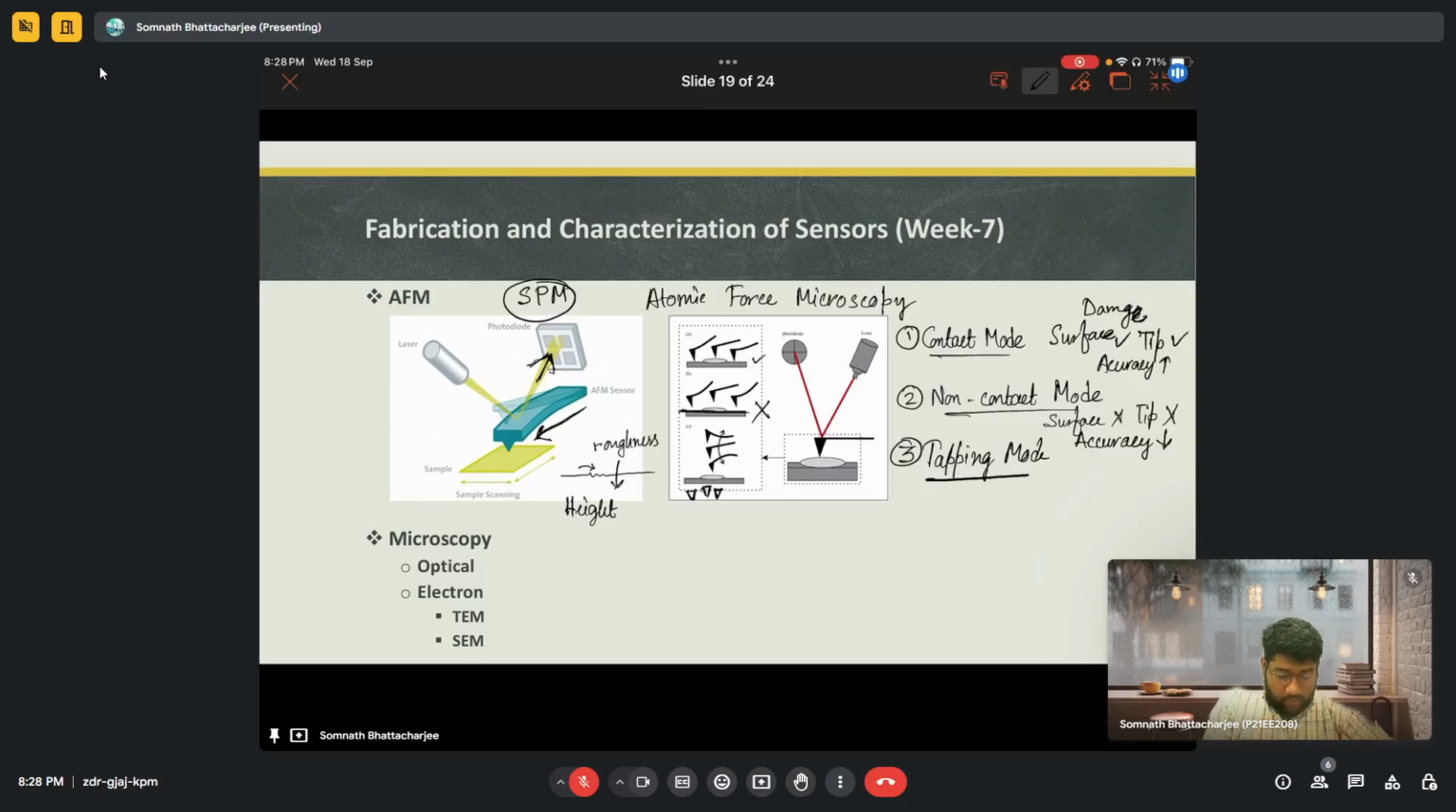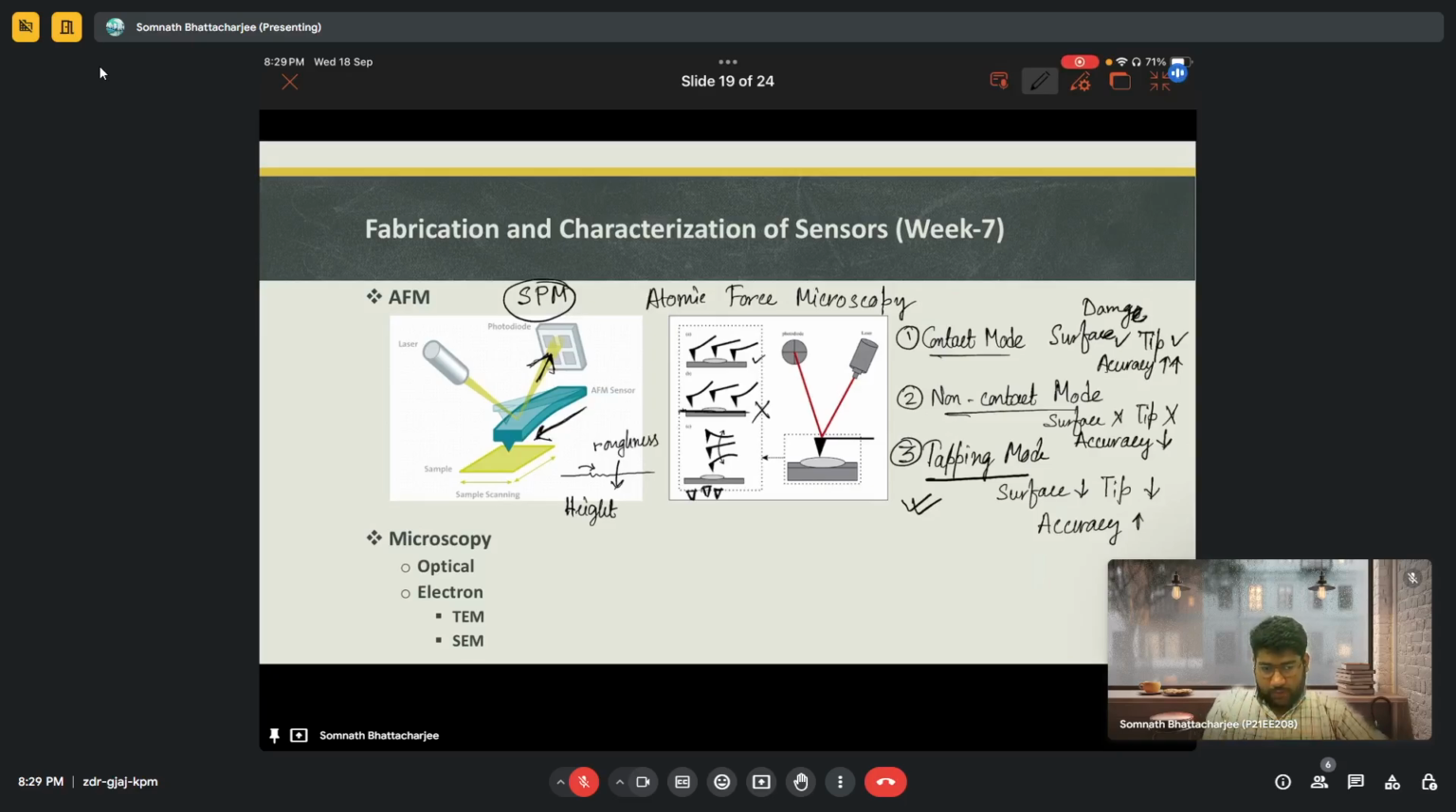In tapping mode, there is very low surface damage, the tip damage is also very low, while the accuracy is good. Not very high, but still in a usable range. So we tend to use the tapping mode for softer cases, while where we have metals, we can use the contact mode as well as the tapping mode.